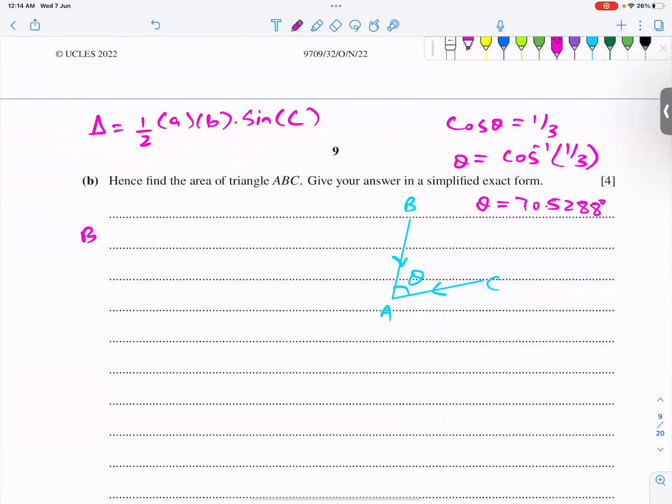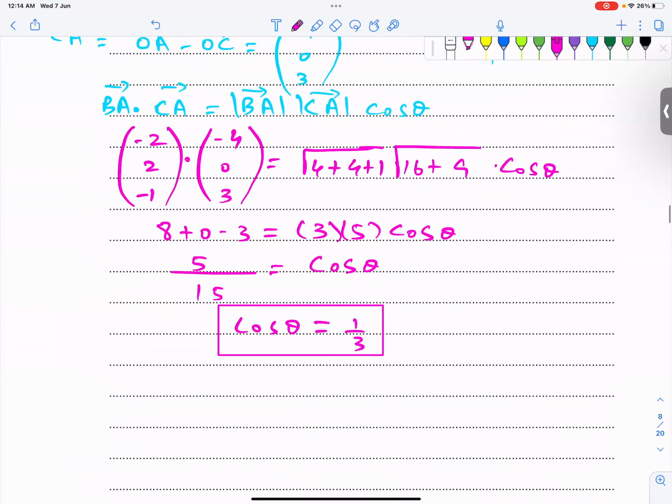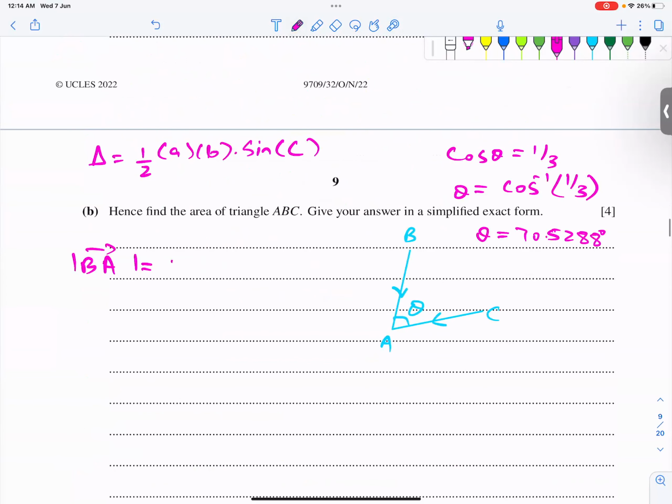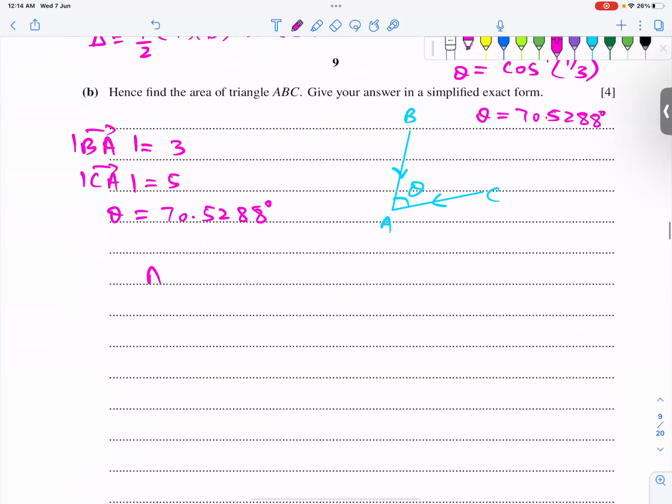Now, the magnitude means length. You can see here, this was 3. So the length of BA is 3, and the length of CA is 5, and the angle between BA and CA is 70.5288 degrees. So area will be 1 over 2 times the product of two sides times the sine of the angle between those two sides, 70.5288 degrees.